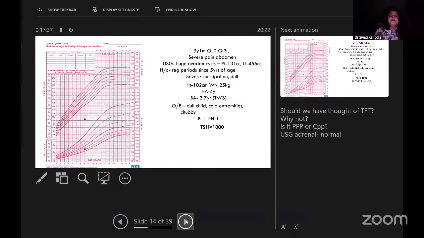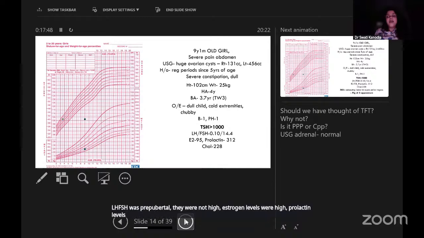When we investigated, the TSH was more than 1,000. LH, FSH were pre-pubertal, they were not high. Estrogen levels were high, prolactin levels were high, cholesterol levels were high. Now, these all can happen because of chronic severe hypothyroidism.